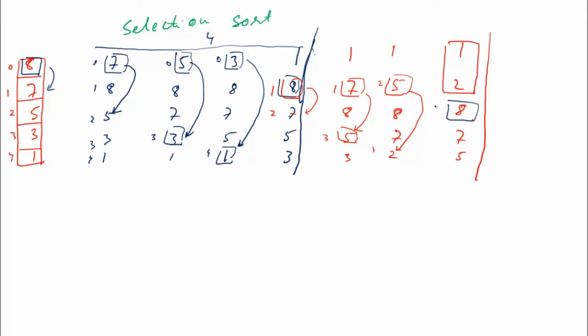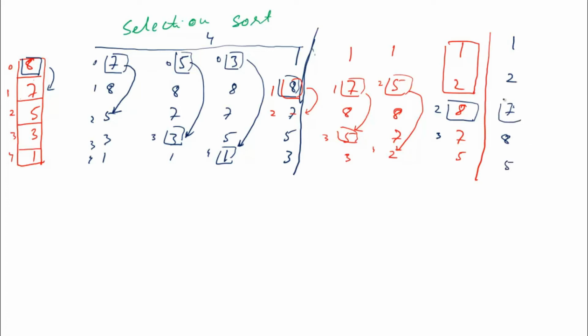Now the second index of the array will be selected here, not fixed; you can say it is selected. And this second position is checked with the third position, whether 8 is greater than 7 or not. Yes, 8 is greater than 7, so it will be swapped. So 7 will come here, and 8 will come over here, and 5 will be here.